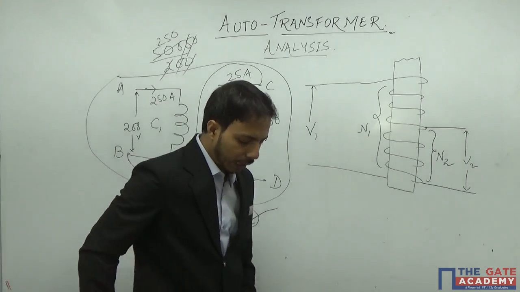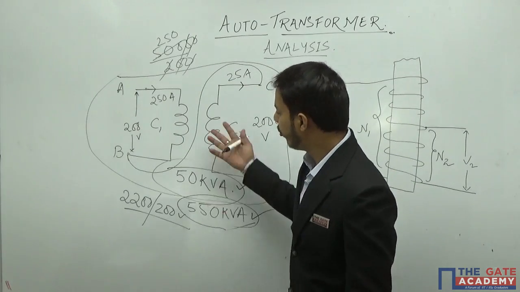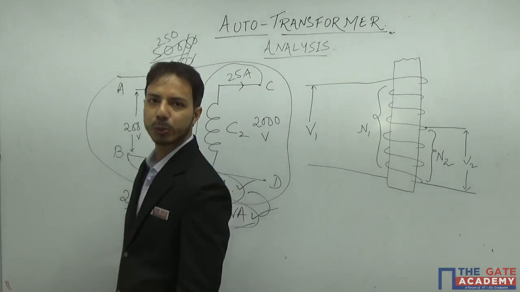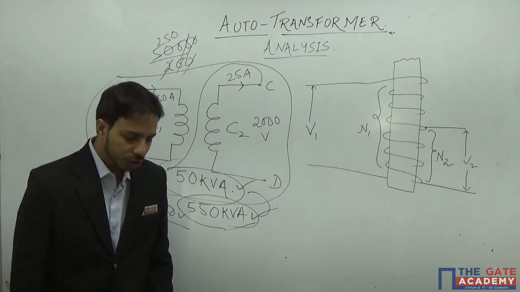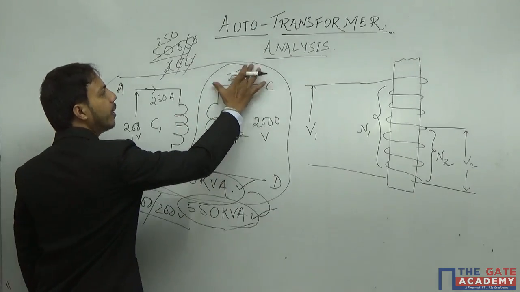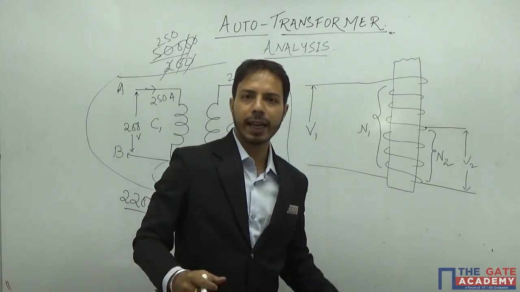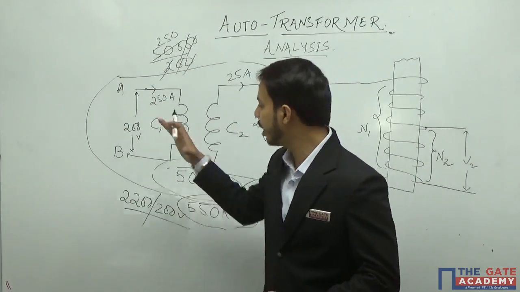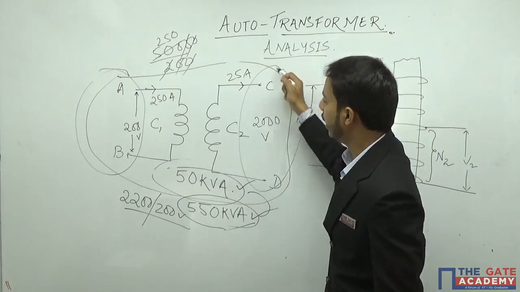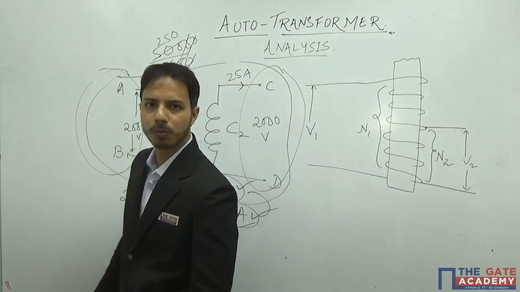The first thing I want to tell you is how this happens, how a 50 kVA two-winding transformer becomes a 550 kVA auto transformer. The most important thing that we have to see here is that in a two-winding transformer, when it is not connected as an auto transformer, the energy is just transformed. The power from primary to secondary is transformed through the magnetic core.